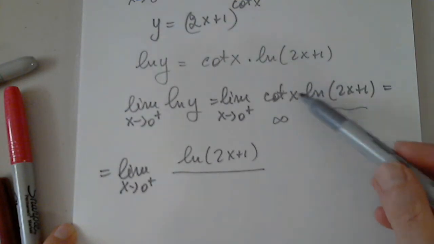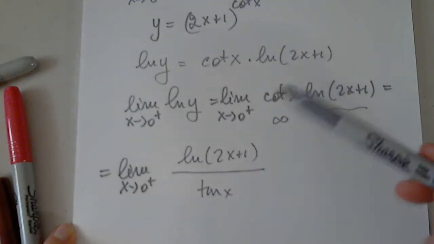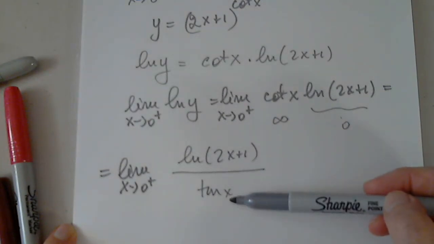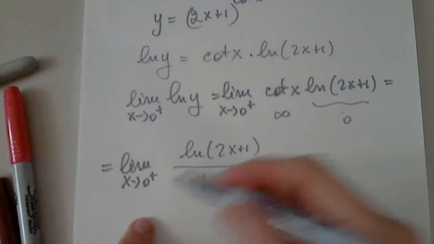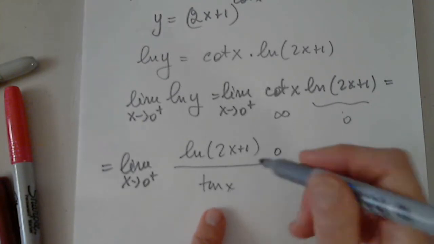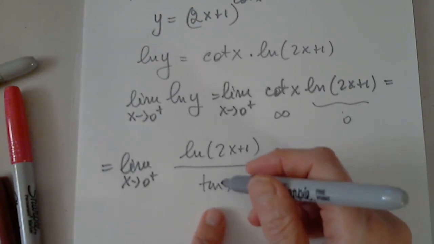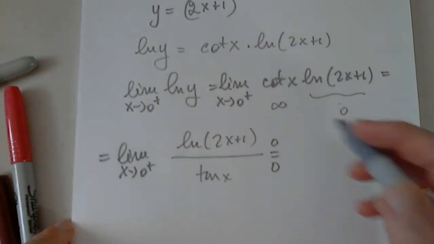But cotangent is basically 1 over tangent, right? So cotangent is 1 over tangent. Okay. And at this point, I will plug in again. So this is indeed 0, and this is indeed 0 because it's sine over cosine, and sine is 0, cosine is 1. So this is 0 over 0. And from here, I can use L'Hopital's rule.